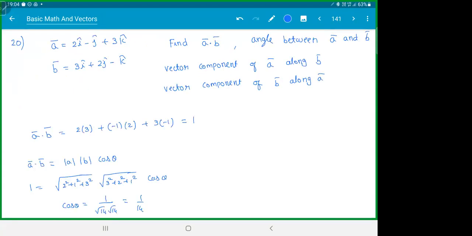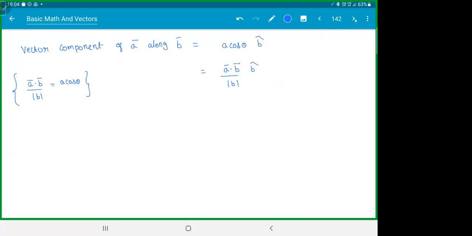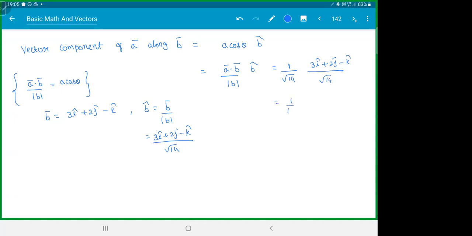And what is B bar here? B bar is 3i plus 2j minus k. So what is B cap? B cap is B bar by mod B. So that is 3i plus 2j minus k by root 14. Substitute here, you'll get the answer. A dot B is 1. Mod B is root 14. B cap is 3i plus 2j minus k by root 14. So 1 by 14, 3i plus 2j minus k. Check your answers. Right, Advait.